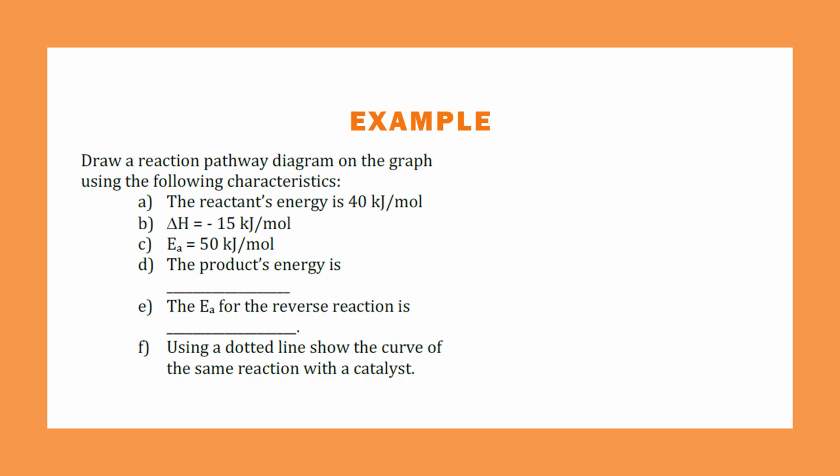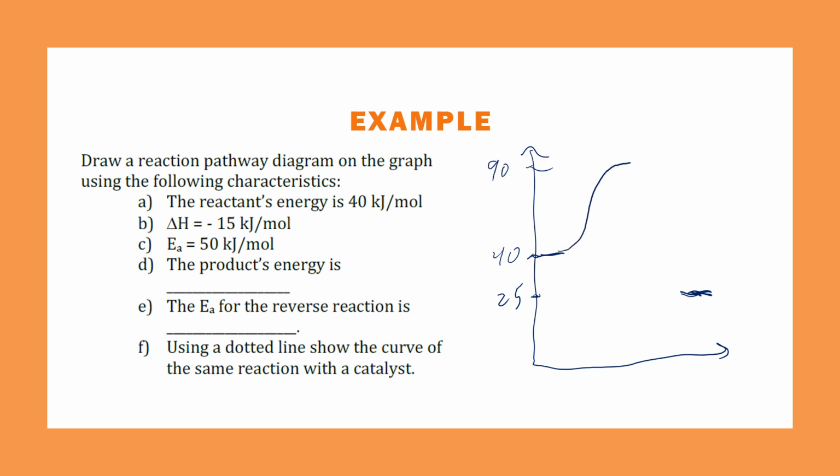Okay, so let's look at an example of drawing an energy diagram like this. So if the reactant's energy is at 40, okay, the overall change in energy is negative 15, so that means it must be down at 25. So that means that the products are at 25, the reactants are at 40. The activation energy is 50, so that means it must be 50 higher than the start, so it must go up to 90 there.